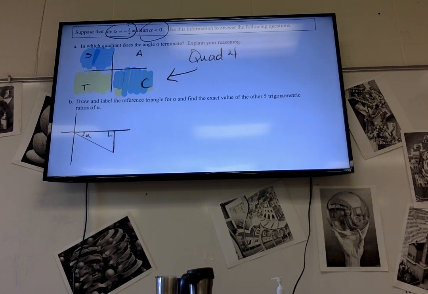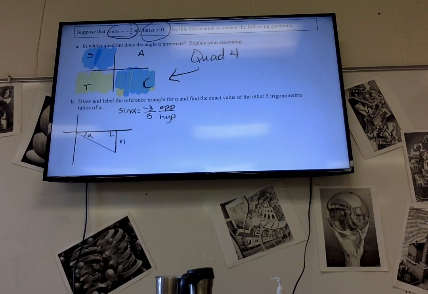Sine of alpha is negative 3/5. So remember, sine is opposite over hypotenuse. So the opposite side would have to be negative 3, because we're going down. And the hypotenuse, across from the right angle, would have to be 5. And the missing side here is 4. It's a 3, 4, 5 triangle. But you could do the Pythagorean theorem if you didn't know it was 4.